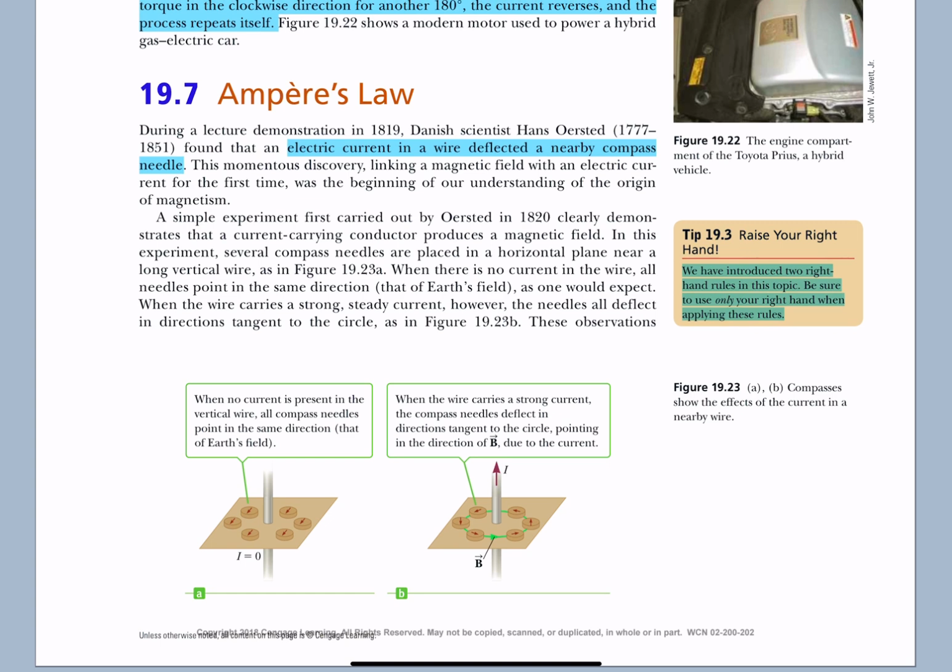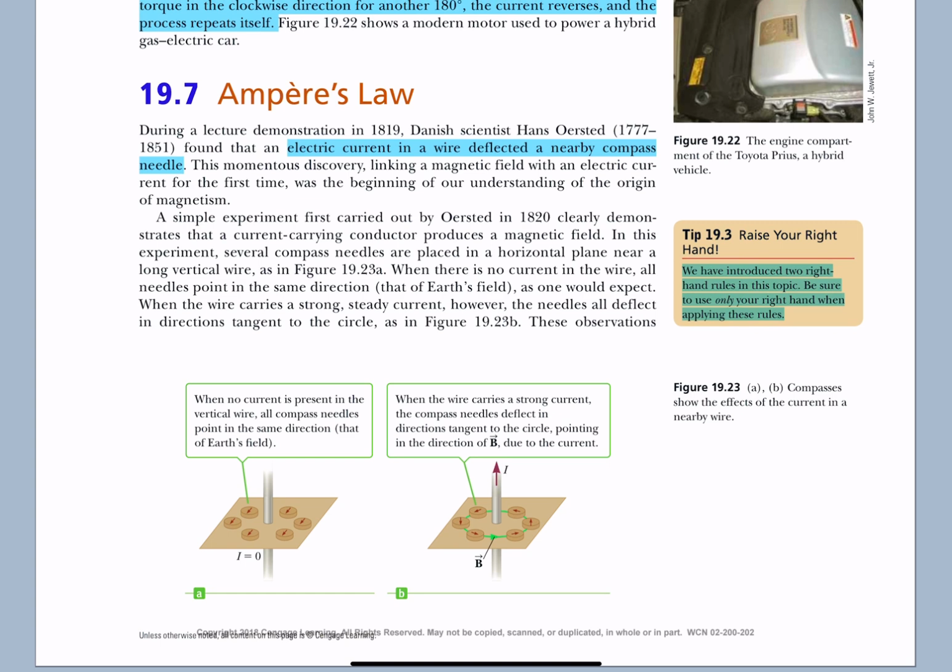Now, initially, in picture A, all the needles of those compasses will point in the same direction, towards the Earth's North Pole. But now we turn the electricity on, and now we have current going in one direction through the wire from the bottom to the top in the direction of the red arrow. You'll notice that all of the compasses are now showing a deflection. They're no longer pointing to the Earth's North Pole, but they're pointing to some other magnetic field.